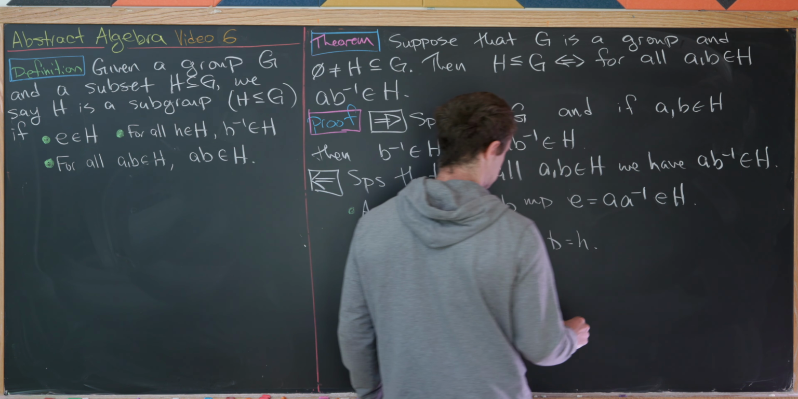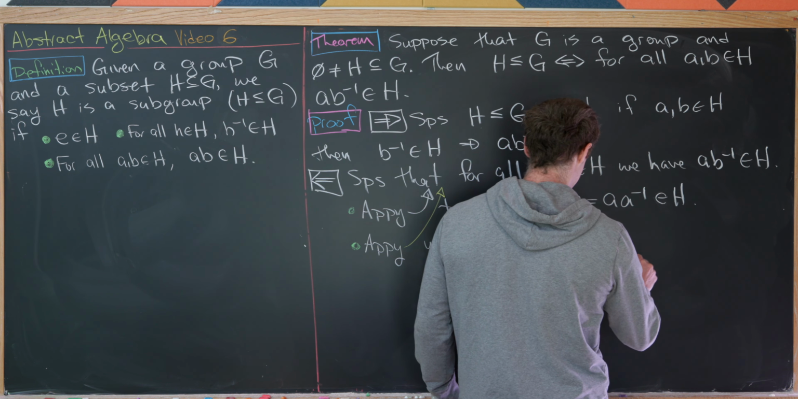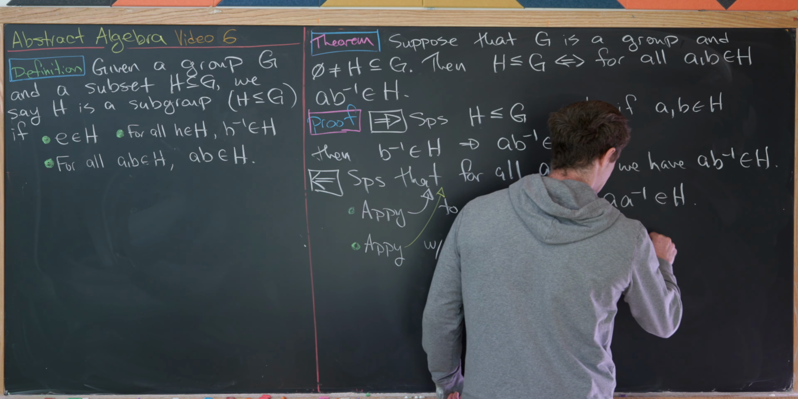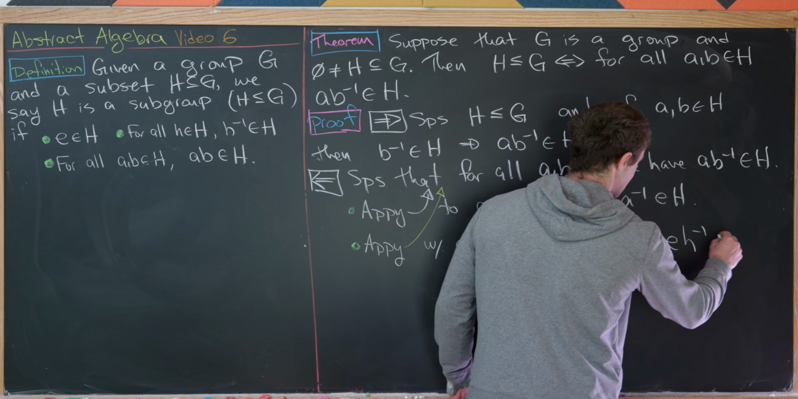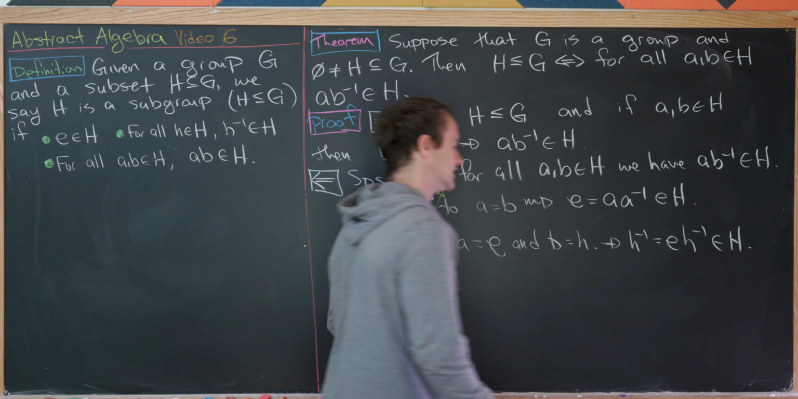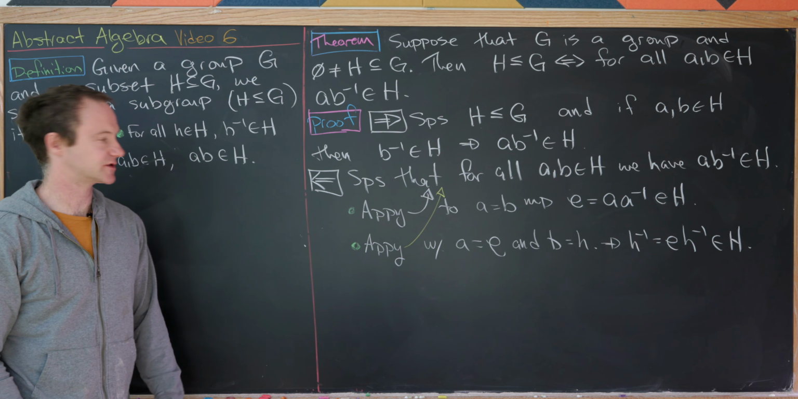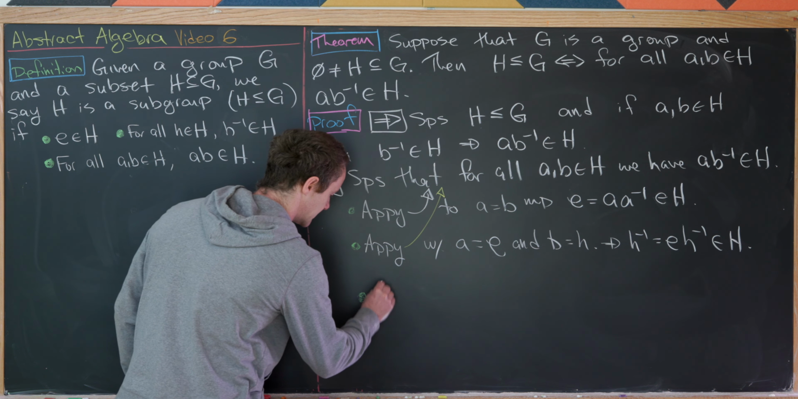Okay, so that's going to give us H inverse, which is equal to E times H inverse, is inside of H. So in other words, we have inverses. So now let's finish this off by proving that we are closed under the operation.